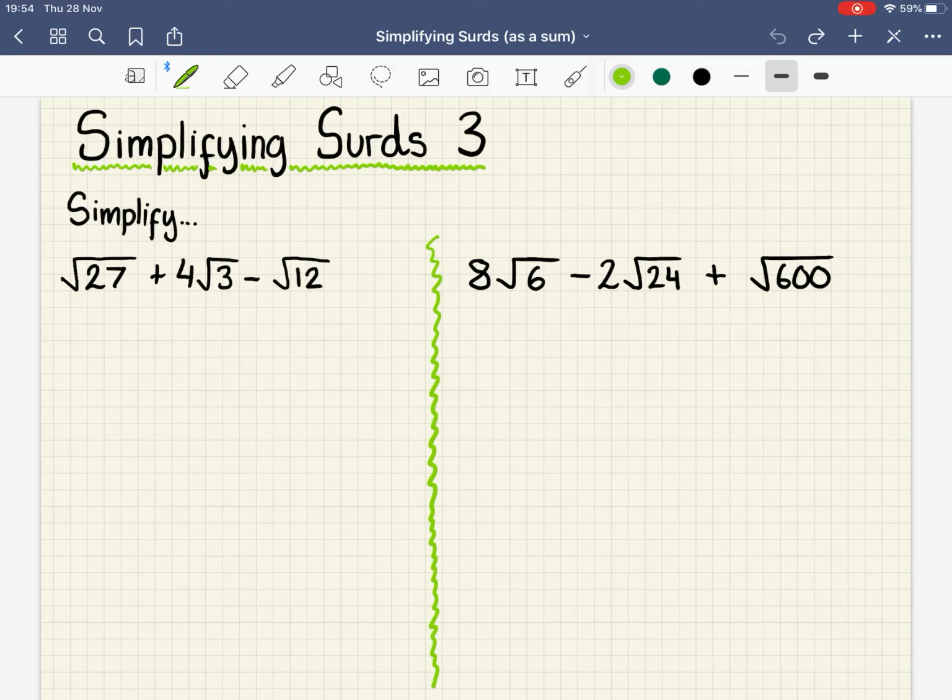Okay, hi guys. So we're continuing with our simplifying surds. This time we have surds within a sum.